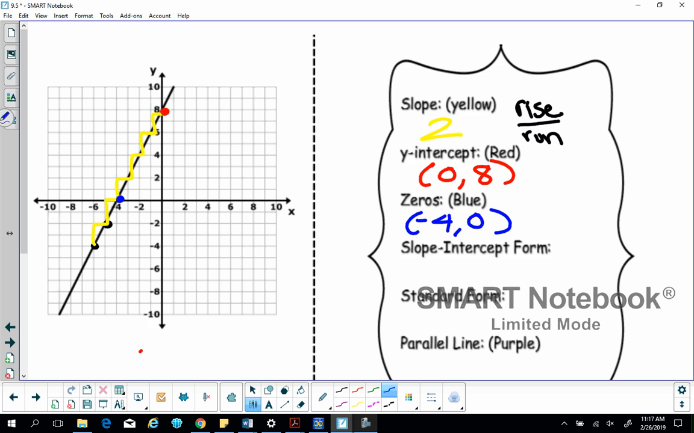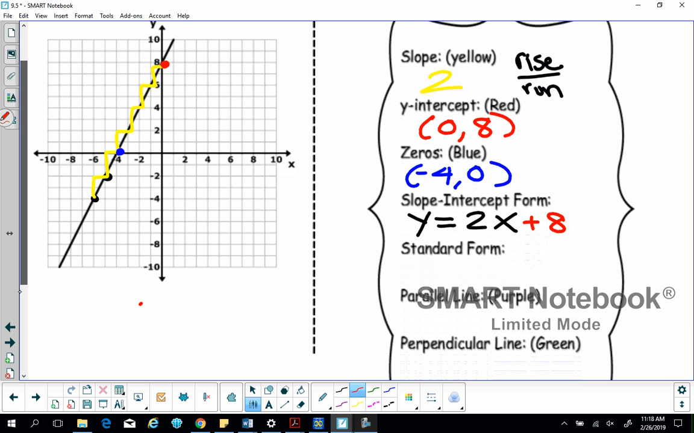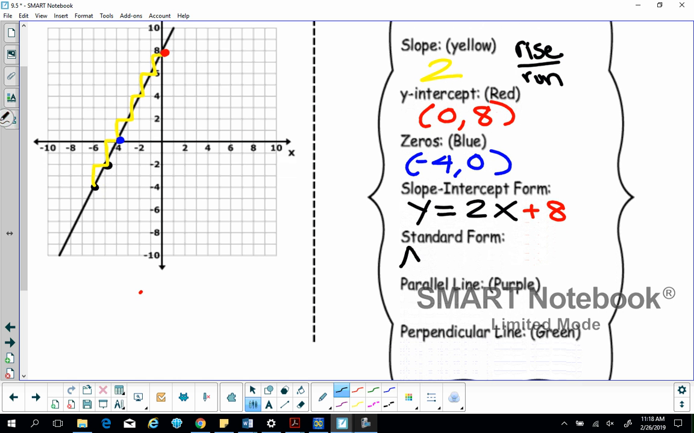Now let's write this in slope-intercept form. Y equals, what's your m? 2x, and what's your y-intercept? Plus 8. Beautiful. Now, standard form, we're not going to have to put it in standard form, but remember, we're just going to put the standard form equation. Ax plus by equals c. That's standard form.